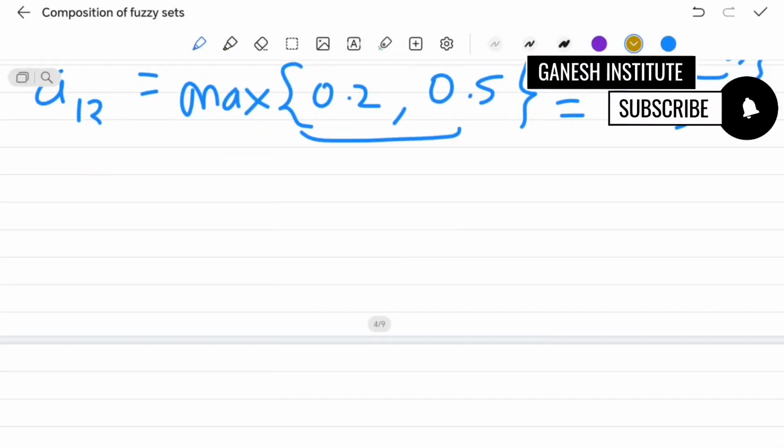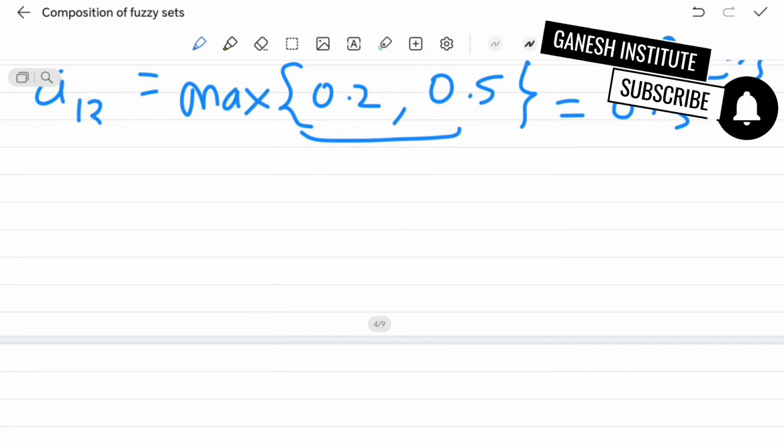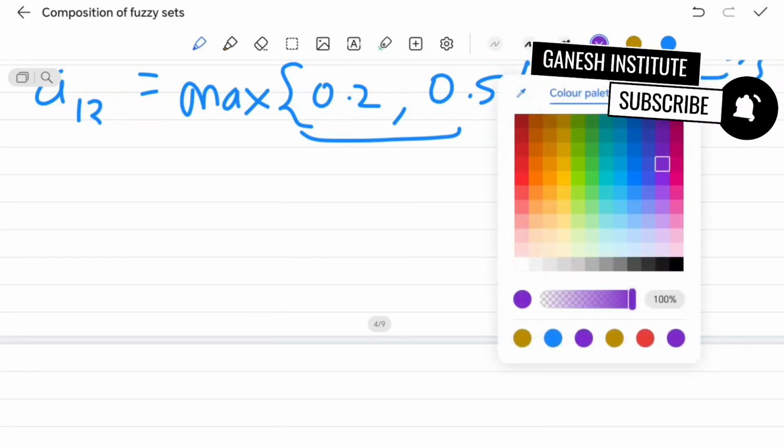Next, second row, first column. So for the second row, first column, what are we going to do?